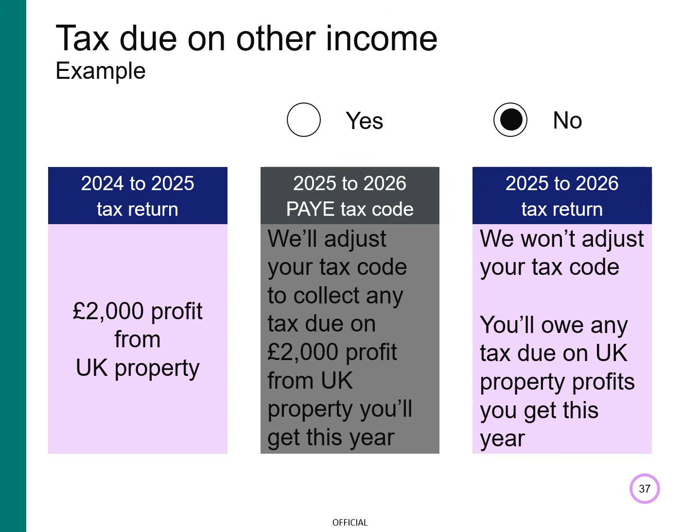If you answer no, we won't adjust your tax code. When you fill in your tax return for 2025 to 2026, you will have a tax bill for any tax due on any UK property profits that you have in the year.